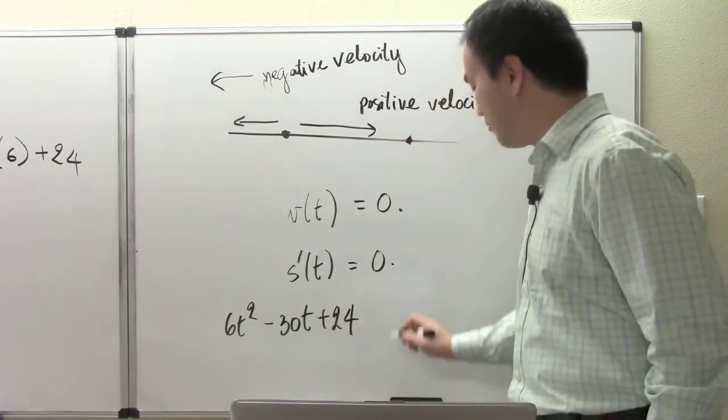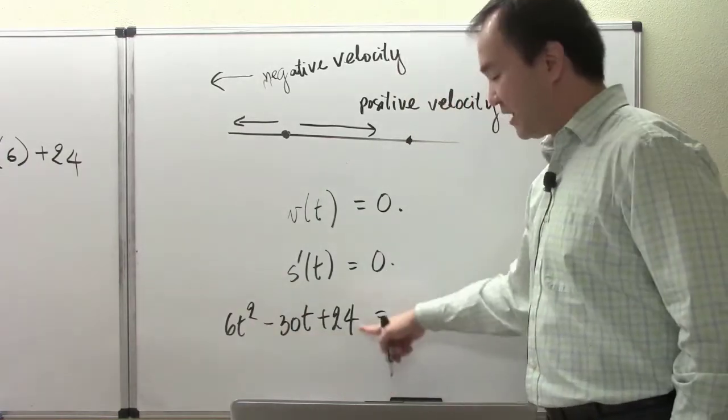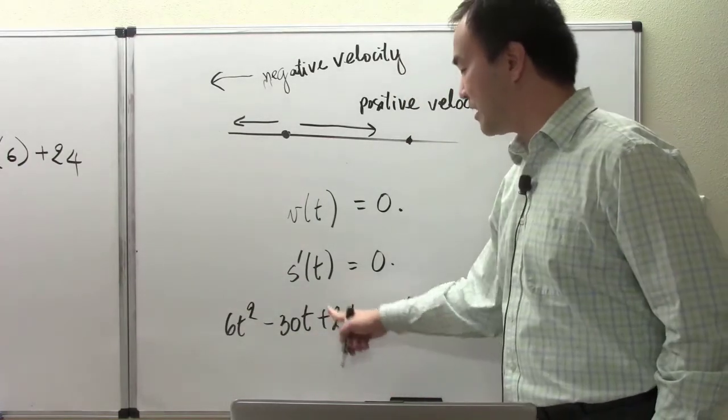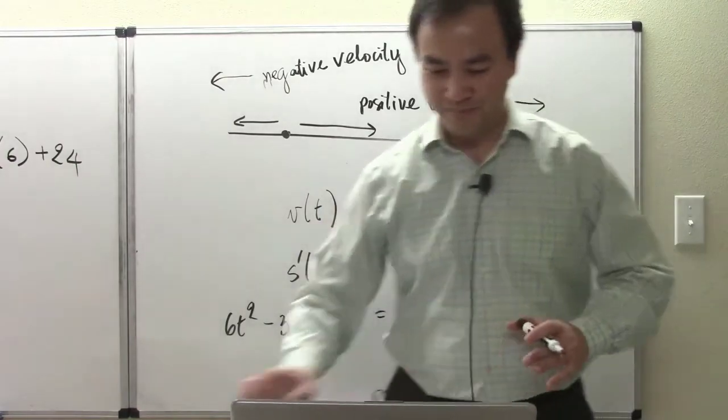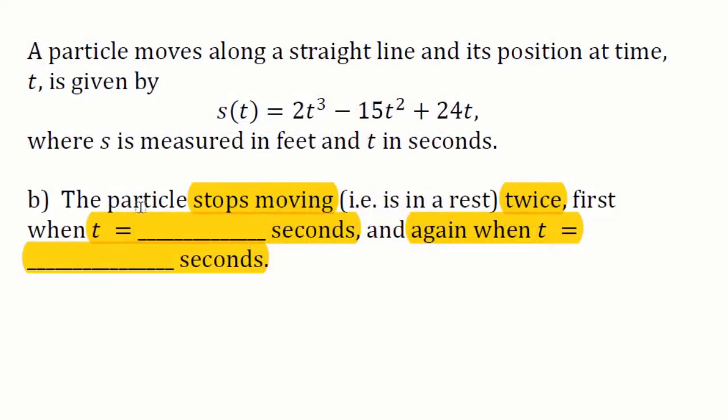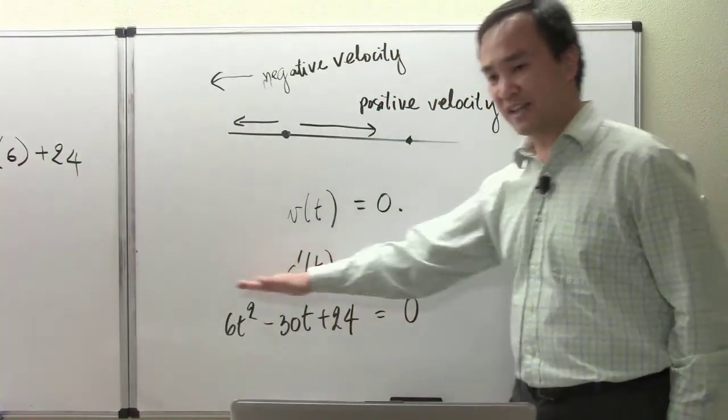As a quadratic, now we can set that s prime to equal 0. Our goal here is to find the two instances. Once again on the screen: the particle stops moving twice, first when t equals some blank seconds, and again when t equals some blank seconds. So the problem already let us know that there are two instances where the particle stops moving, or changes direction. When are those? That's how we're on our way.